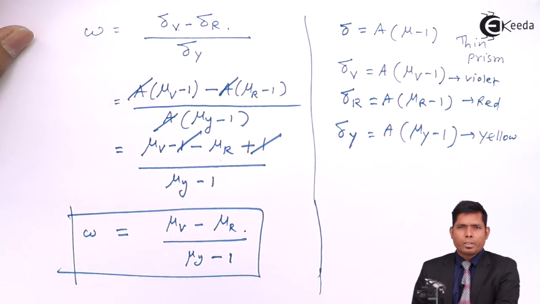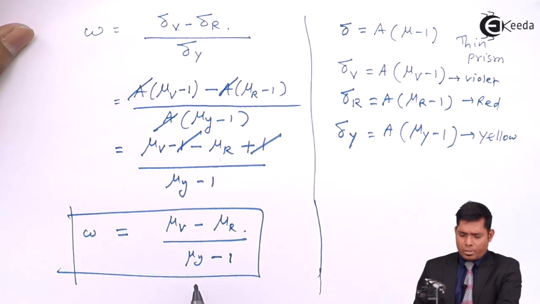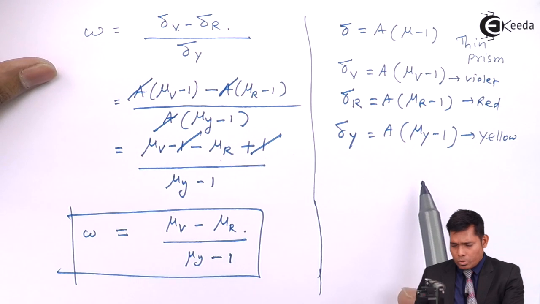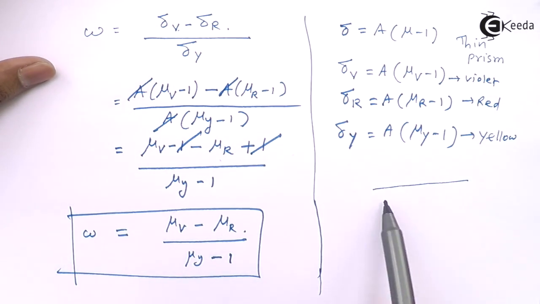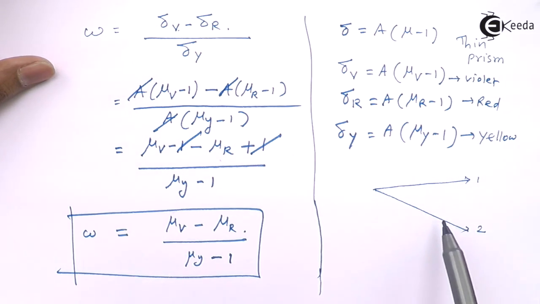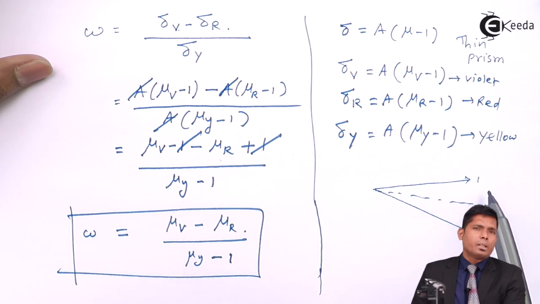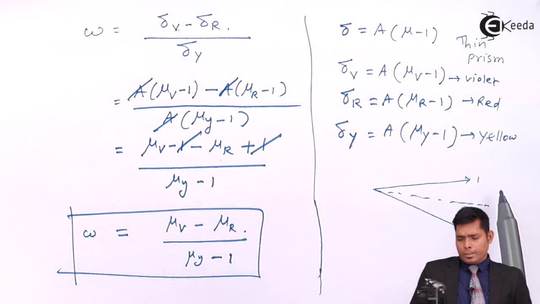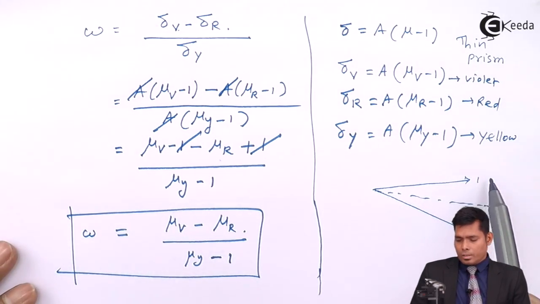Next, how can we write this if I don't want to write the yellow color? Which other color can I write? As I told you, it is about the two extreme colors 1 and 2, and the mean color may not necessarily be yellow. If it is given, okay. In case of white light you can take yellow, but if it is not given, then we'll take the mean of this.